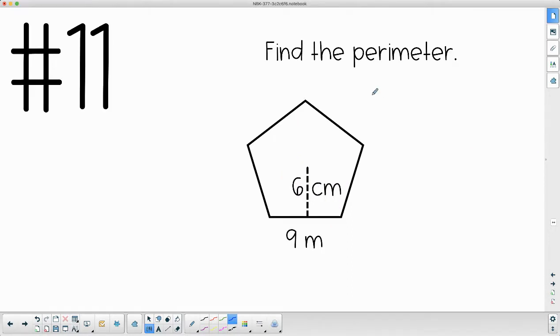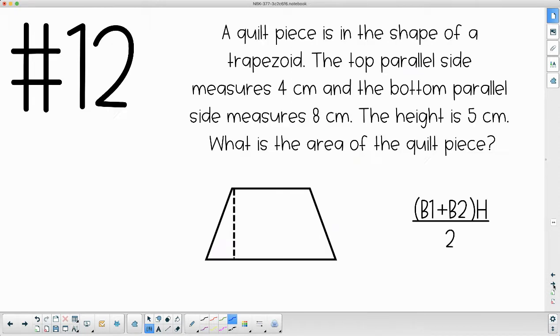Hey, number 11, this one wants the perimeter. So we're just going to walk ourselves all the way around. So we've got 9, 9, 9, 9, 9. We have 9 5 times. We'll give you your answer just in meters since it's one dimension, just walking ourselves around the outside.